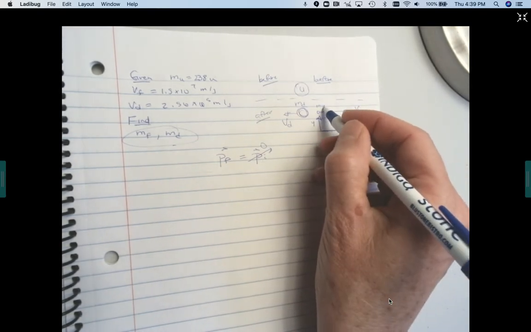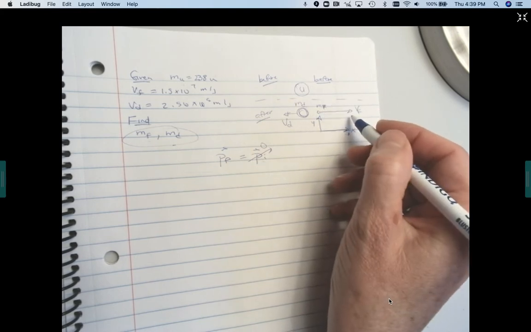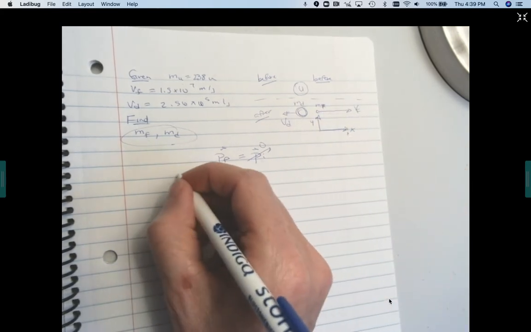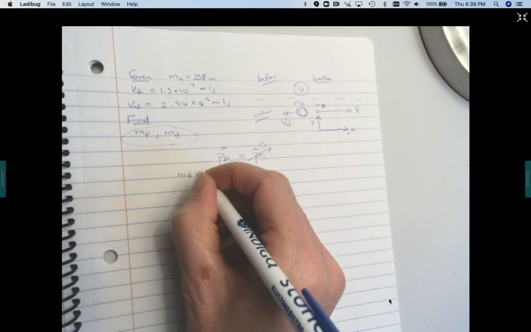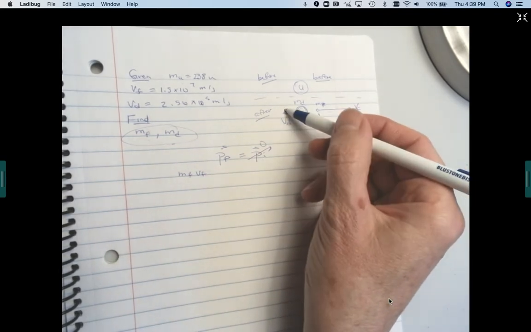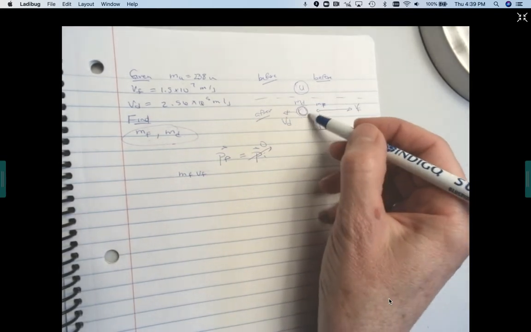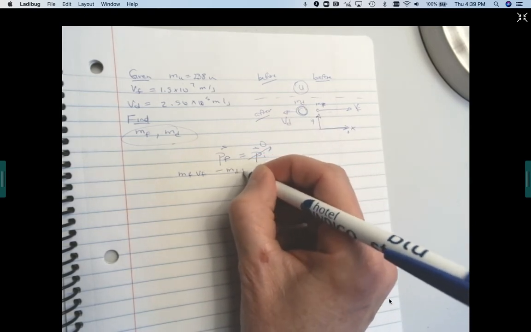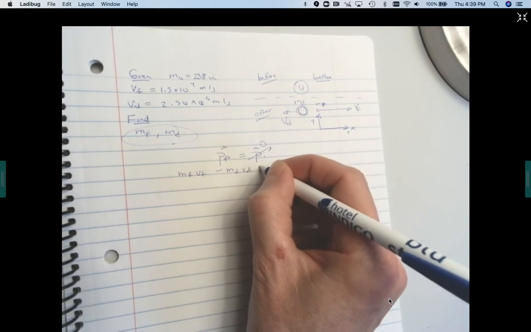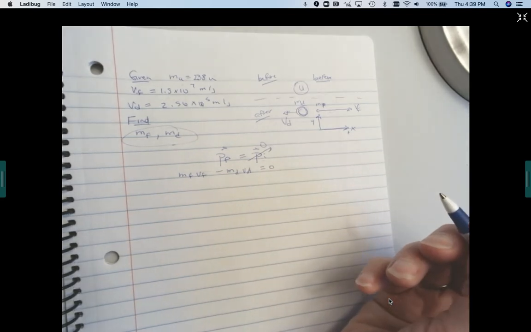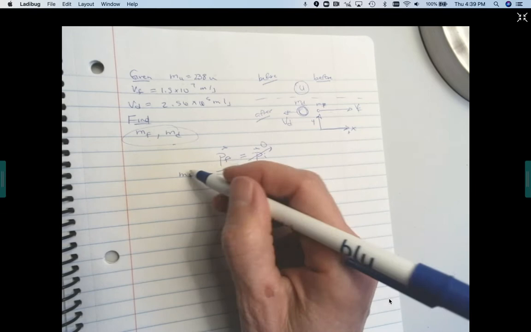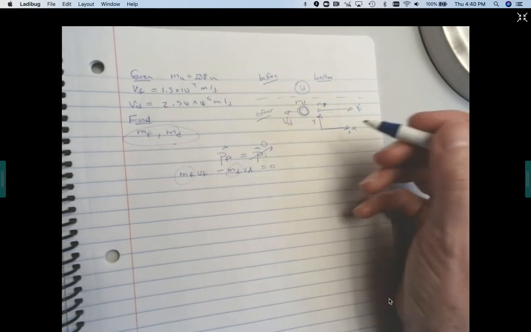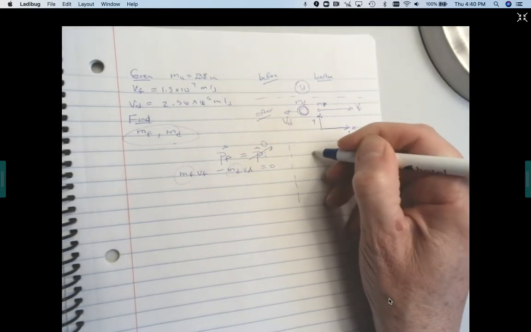And then afterwards, I have my fragment moving to the right. So I'm going to have my M fragment times V fragment, and then my daughter, the big nucleus that's left behind, is going to be moving to the left in the picture I've drawn. So M daughter, V daughter, and that's going to be equal to 0. Okay, so we only have one equation so far. We have two unknowns. So the other thing that we know is that mass is conserved.